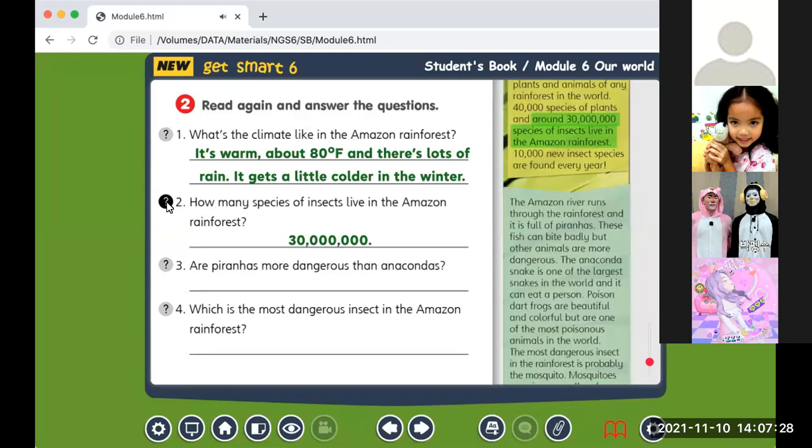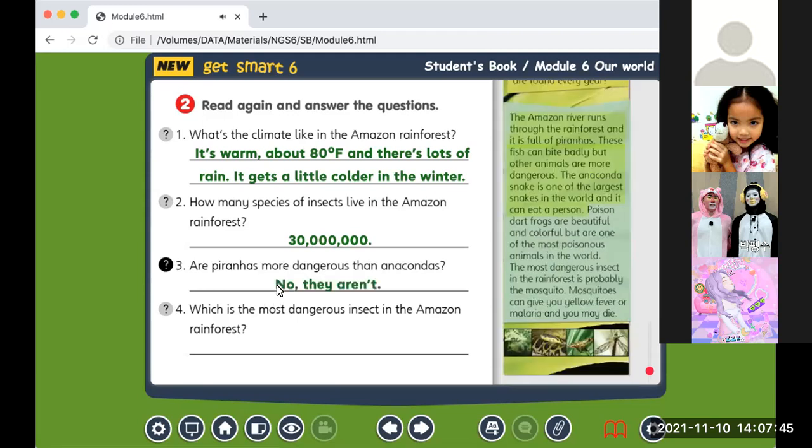Number 3. Are piranhas more dangerous than anacondas? No, they aren't, because anacondas are more dangerous than piranhas. Okay. They are more.